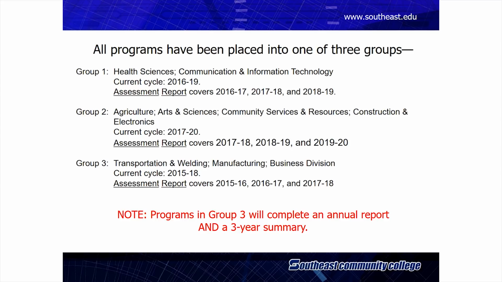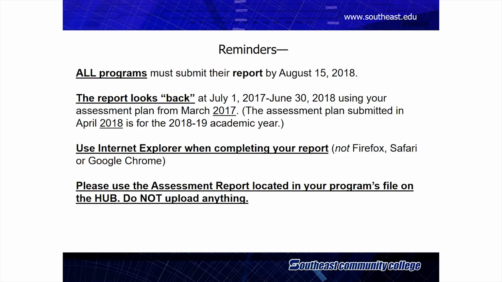The assessment report that you submit will be for the academic year 2017-2018. Note that the programs in Group 3 will complete an annual report for 2017-18 and the 3-year summary, which is located at the end of the report template. Remember that all programs submit an assessment report every year. You will be entering assessment results from 2017-18 on your report.